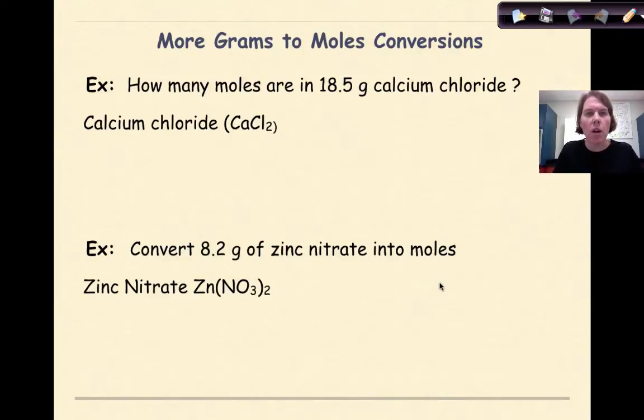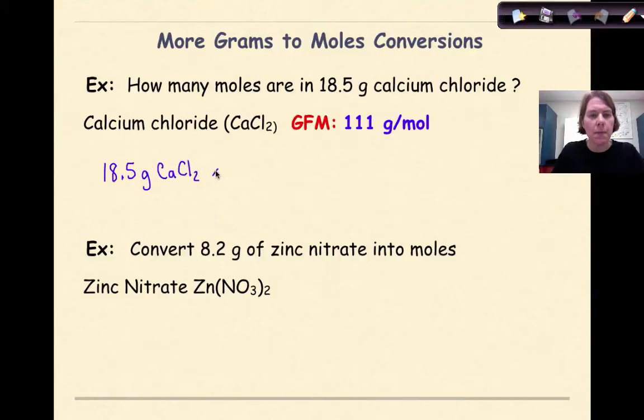Let's look at another example. How many moles are in 18.5 grams of calcium chloride? Calcium chloride has the formula of CaCl2 and a gram formula mass of 111 grams per mole. Let's start out with writing out my given. So 18.5 grams of CaCl2. The gram formula mass of CaCl2 is given to me right here, 111 grams CaCl2. That's equal to 1 mole of CaCl2, writing all this out properly.